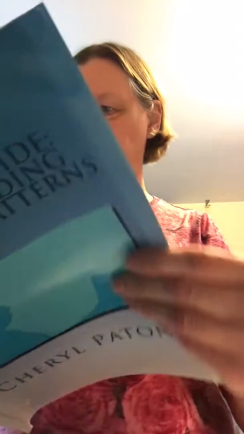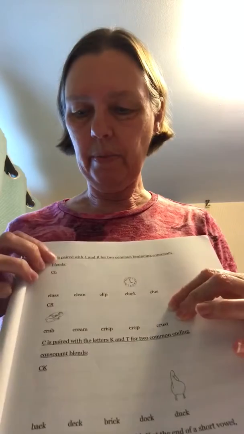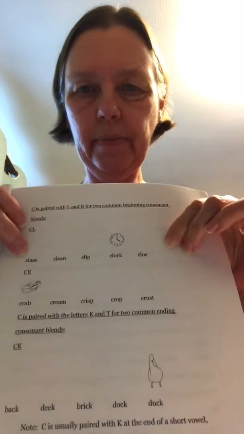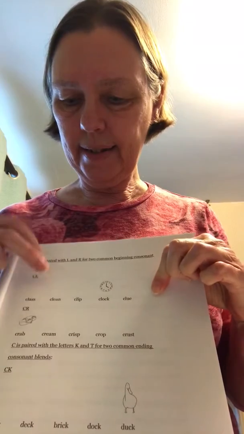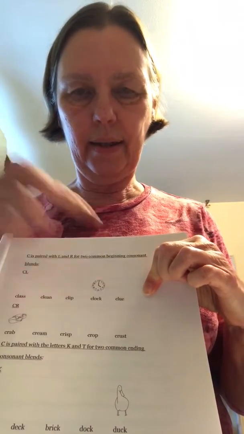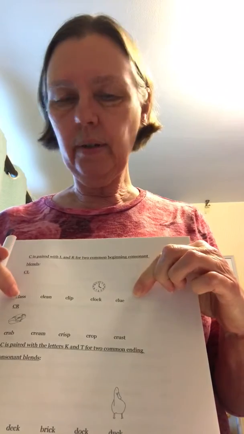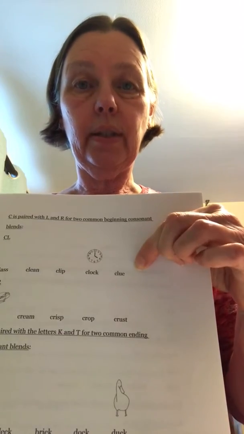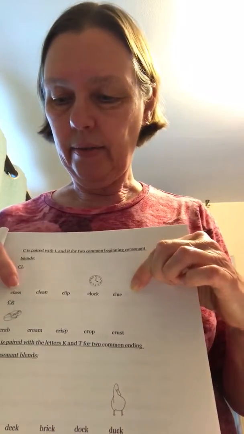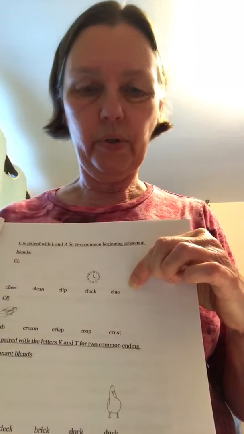Also, C is used in a common blend, the CL blend. So what we're going to do here then is go to this next page that talks about the CL blends, and it gives examples. So we have class, clean, clip, clock, and club. So what I try to do is include a word with each of the different vowels so that the student can also learn the different vowel sounds, and how they differ between the words.